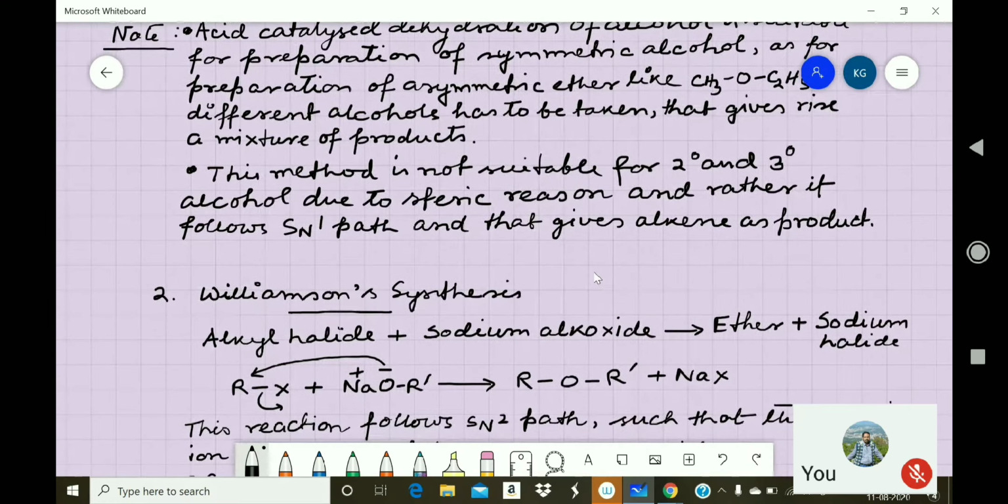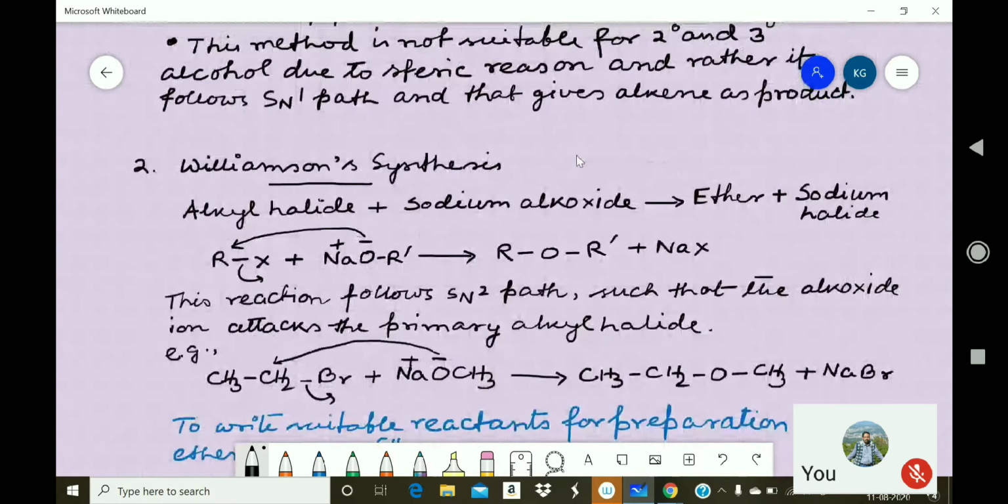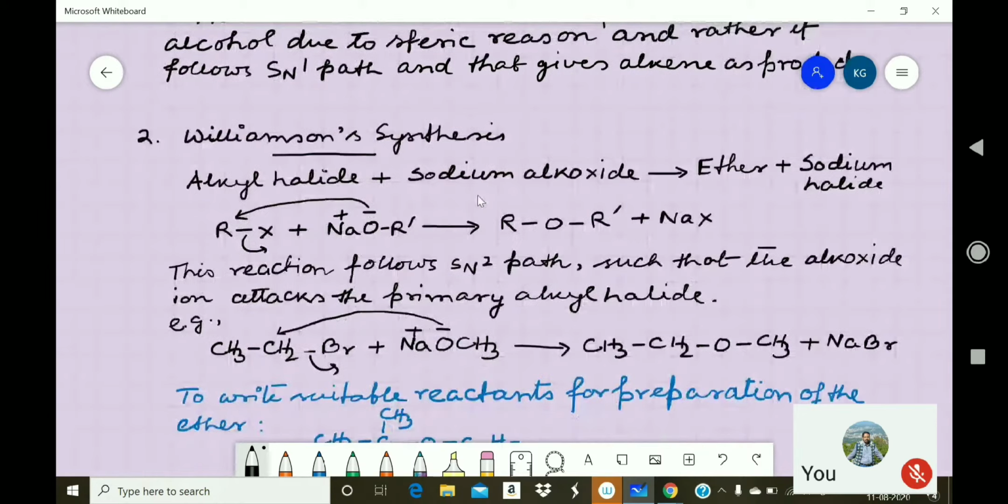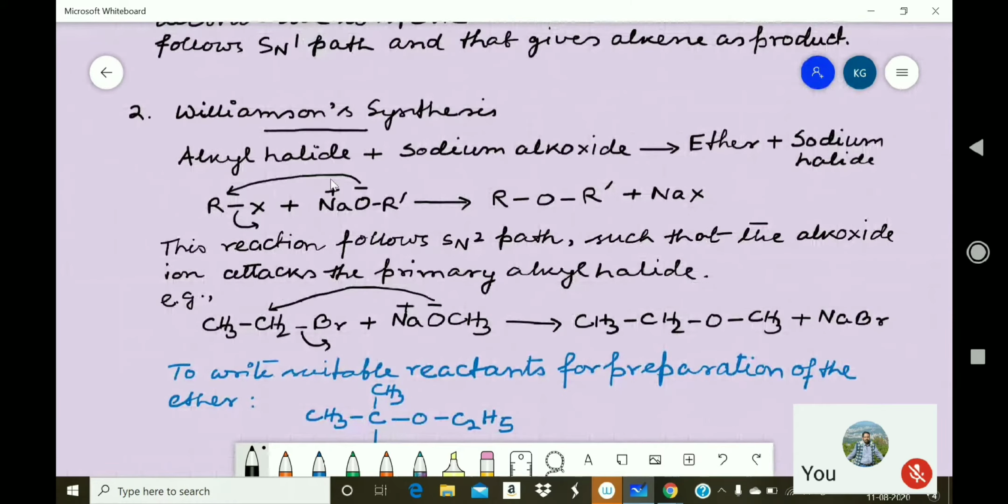Now, the second method of ether preparation is Williamson's synthesis. In this process, we can prepare asymmetric ether. In the Williamson synthesis, we start with alkyl halide and alkoxide, that means sodium salt of alcohol, sodium alkoxide, from which we can get the ether.